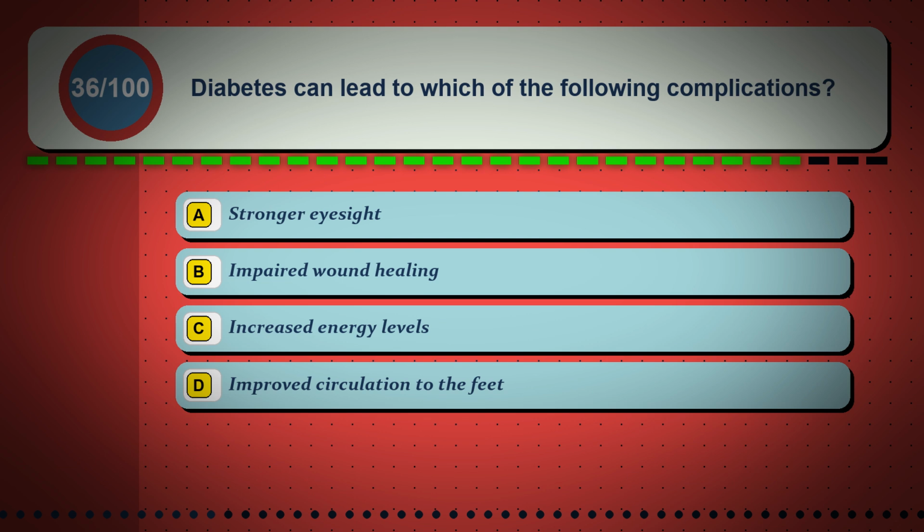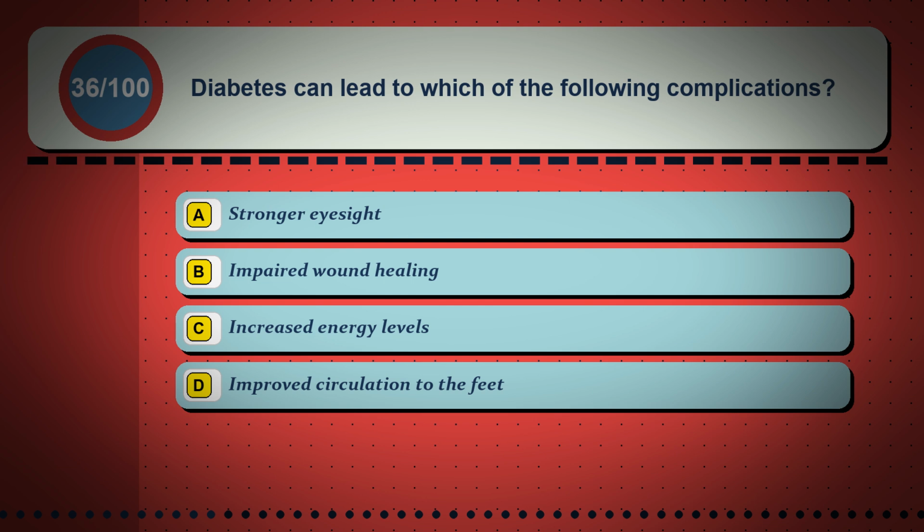Question 36. Diabetes can lead to which of the following complications? Option A. Stronger eyesight. Option B. Impaired wound healing. Option C. Increased energy levels. Option D. Improved circulation to the feet.